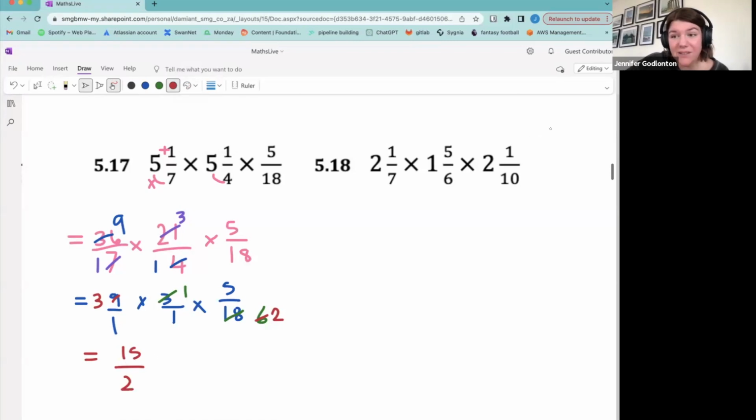So lots of different ways of going about this. You can do cross simplification. You cannot do cross simplification. You can do a whole bunch of different ways. If you get to the end point, that's perfect. The most important thing is that you change them into improper fractions in your first step. That's the most important thing. And remember, when you cross simplify, it needs to be one bottom and one top.